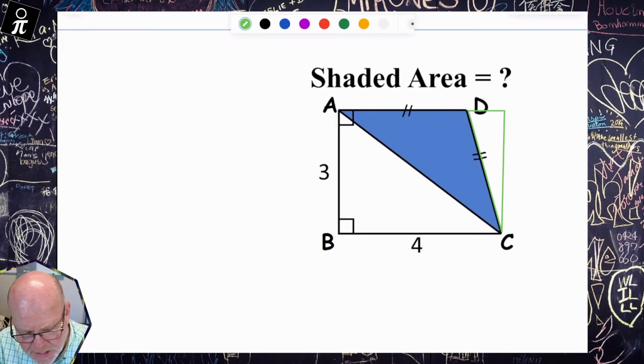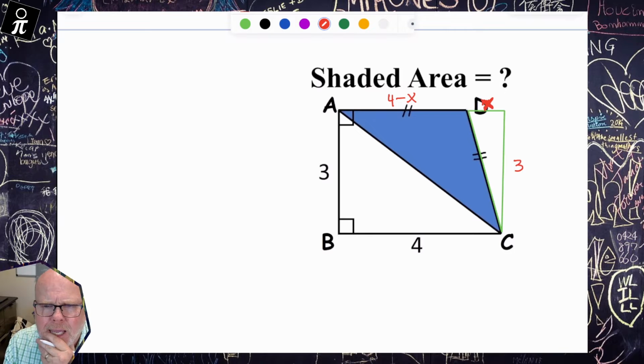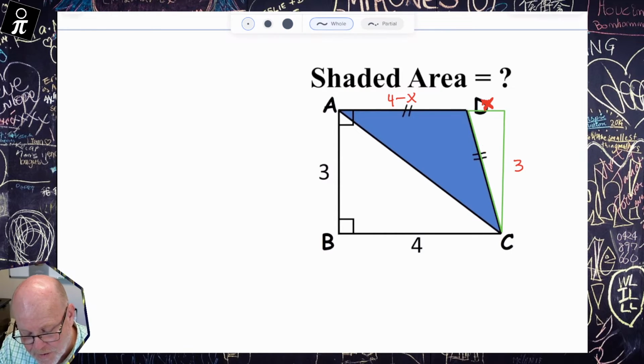Now we know that the height of this rectangle is 3, and we know that the entire width is 4. Let's call this little piece right here x. That makes this 4 minus x. And we definitely know that this length is 4 minus x, because it says these two sides are equal.